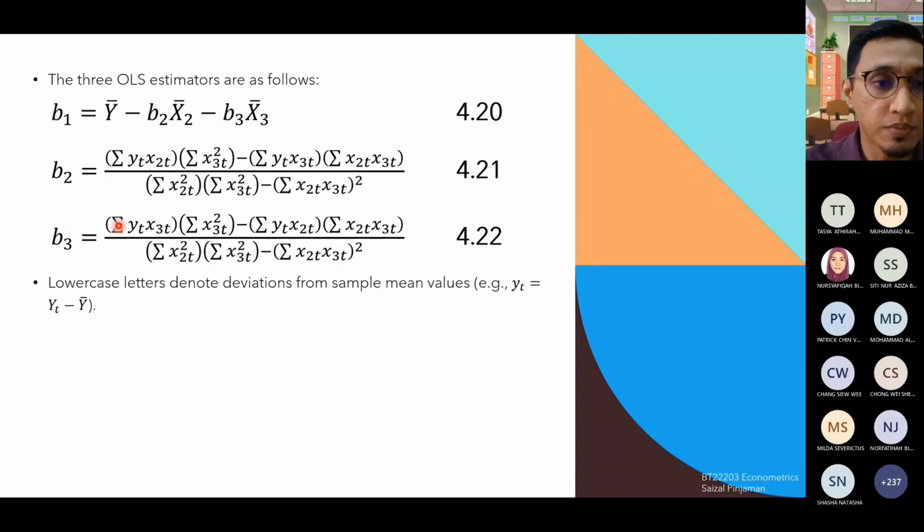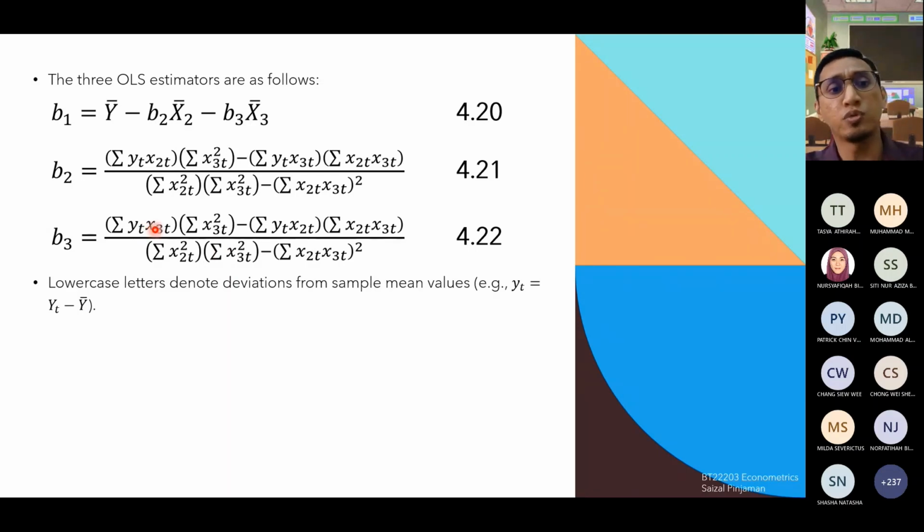B3 is equal to the sum of y times x3 times the sum of squared x2, minus the sum of y times x2 times the sum of x2 times x3. So we have so many sums, isn't it? Over the sum of squared x2 times the sum of squared x3, minus the squared sum of x2 times x3. Just like in chapter 2 and chapter 3, the small letters y and x denote the deviation from the sample mean value. For example, the small letter y here equals y, the dependent variable, minus its mean value, y bar.